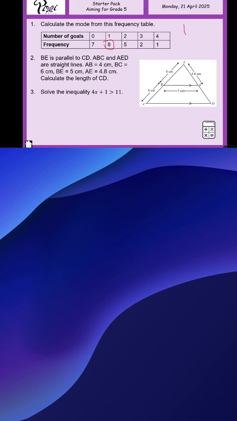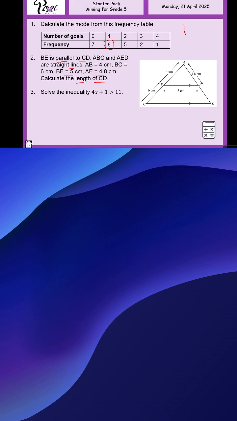BE is parallel to CD. EBC and ADE are straight lines. EB equals 4 centimeters. BC equals 6 centimeters. BE equals 5 centimeters. AE equals 4.8 centimeters. Calculate the length of CD.